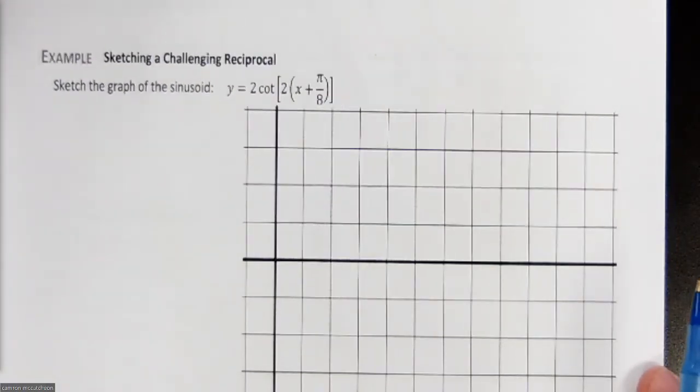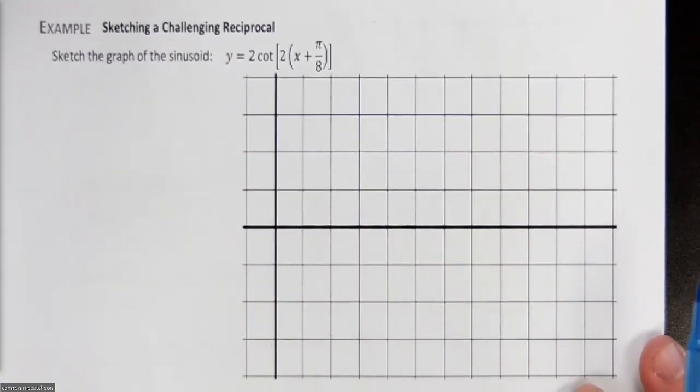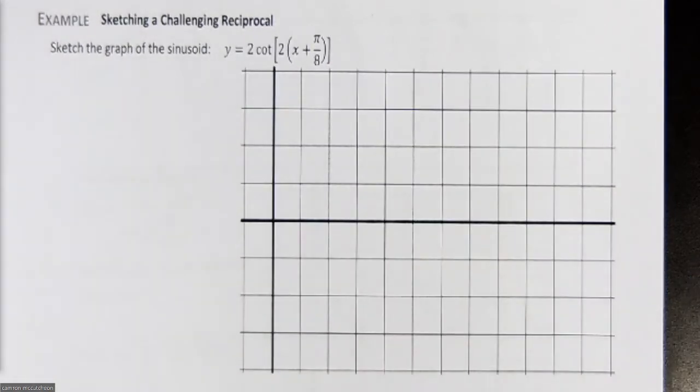Let's speed run this one. No, I'm not going to speed run anything because in my mind, cotangent's the hardest one. Because cotangent is the one that you have to remember is undefined when its inside equals 0.